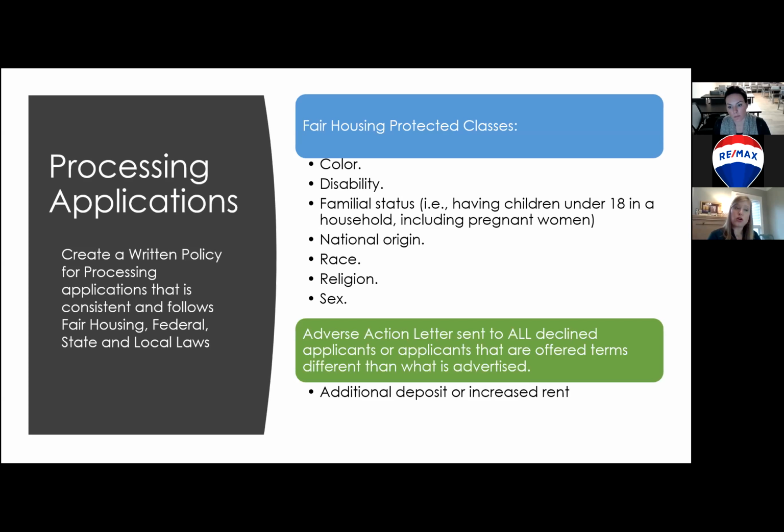When you are declining an application, you need to send what's called an adverse action letter. Basically the letter says you've been declined because of credit, criminal background check, or you don't make enough income, but it stresses why they're being declined. The Fair Credit Act prohibits us from discussing anything that was in their credit report.